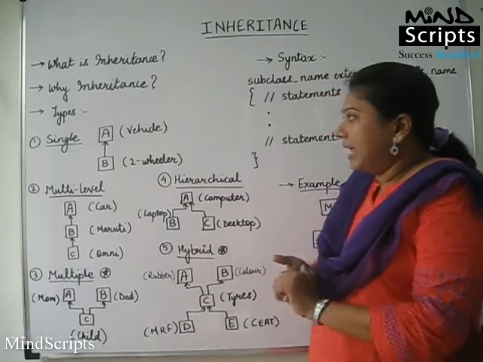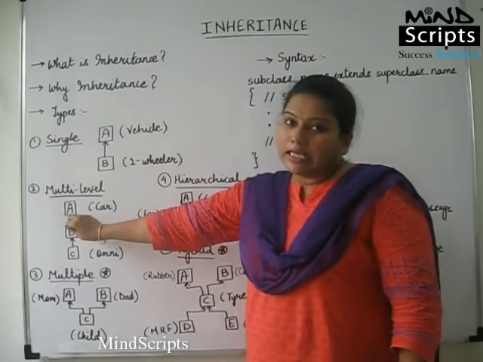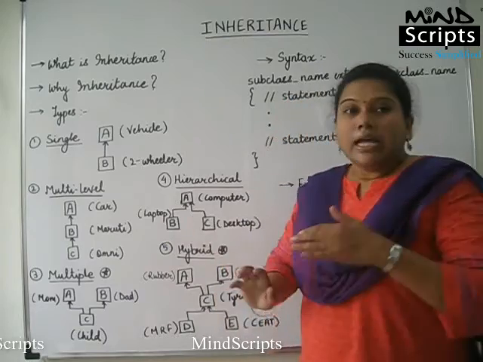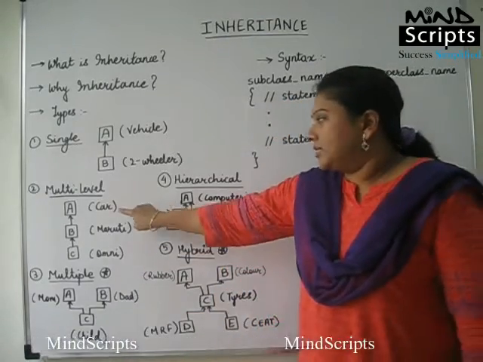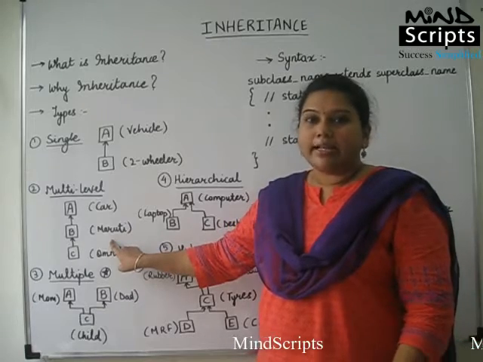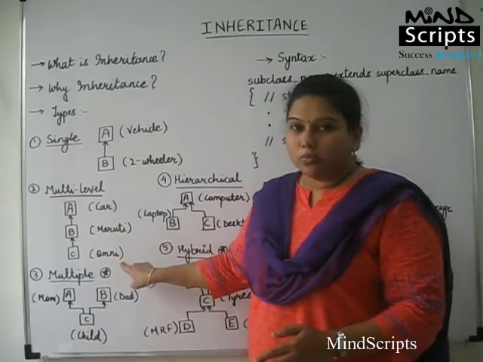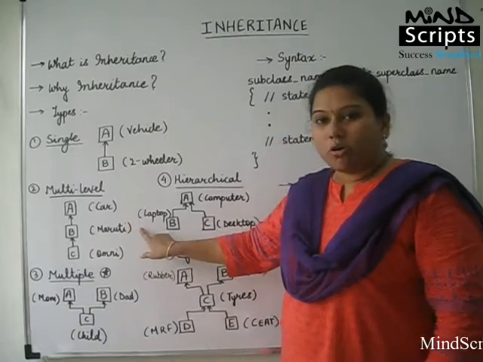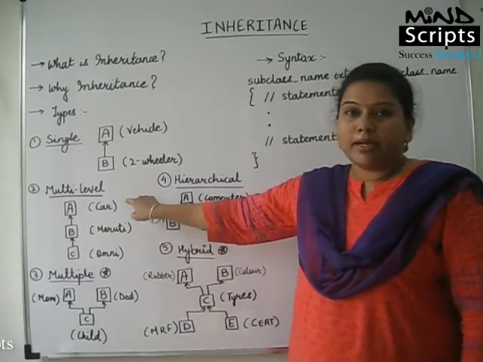Another type is multi-level inheritance. Multi-level inheritance is a kind of single inheritance, only there are multiple levels. The first level is car, the second class is Maruti and the third one is Omni. So Omni is derived from Maruti and Maruti is derived from car.